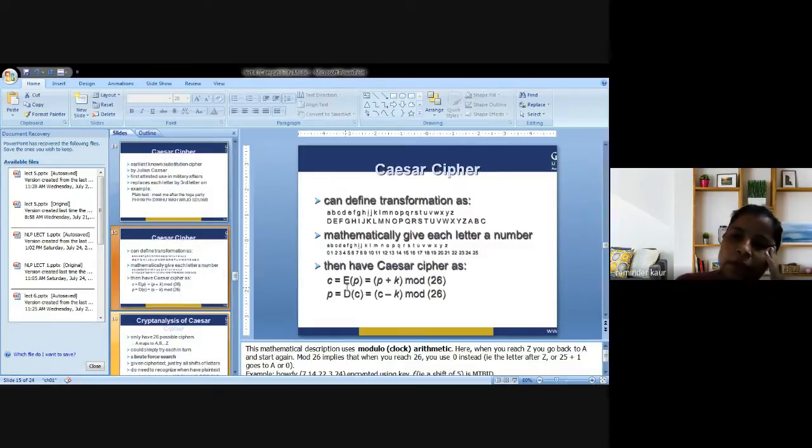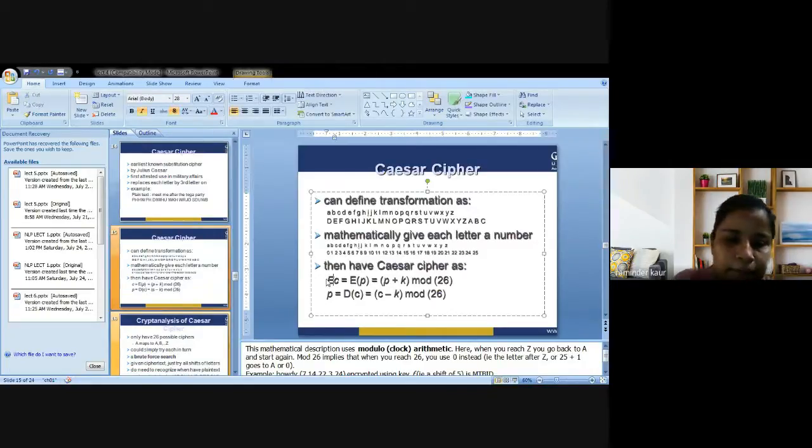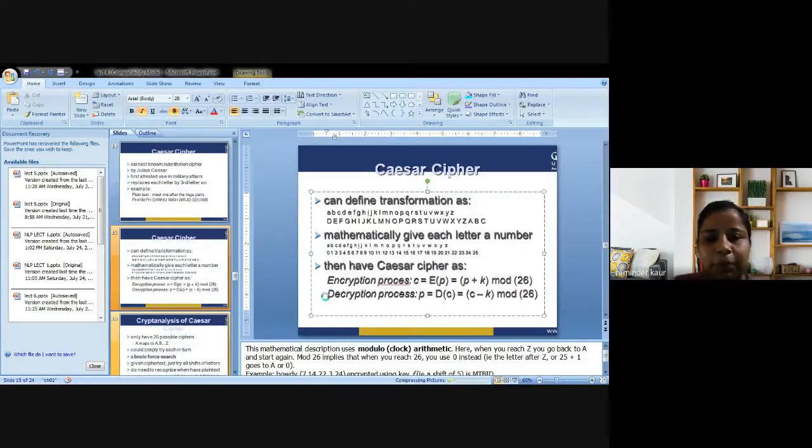So C is equal to the encryption of the plain text, which is equal to P plus K, plain text plus key, modulo 26. That would be my ciphertext. In the same manner, if I am supposed to deal with the plain text, that is the decryption procedure. Let me write it here. This is the encryption process, and this is the decryption process.